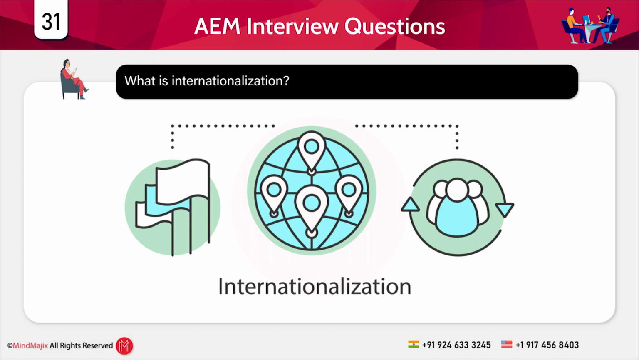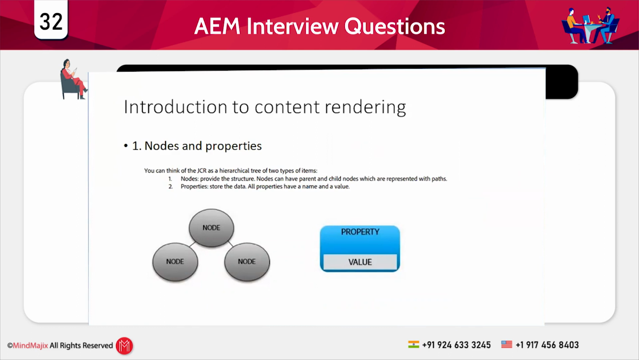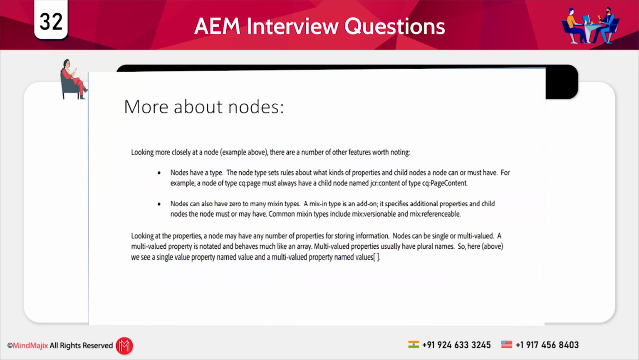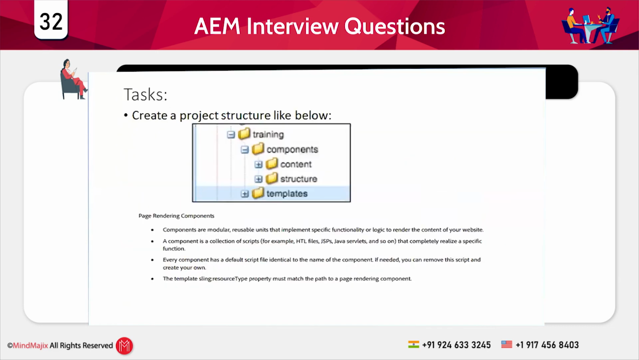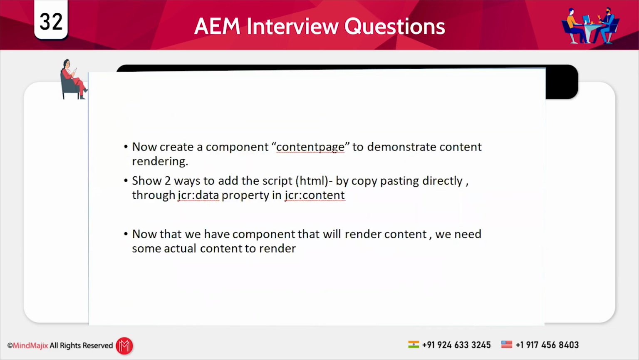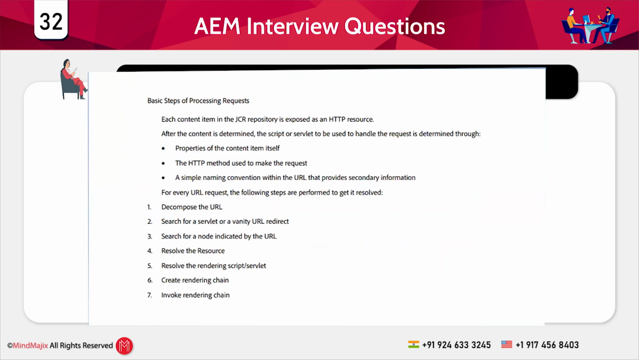What about content rendering? The content rendering process is a big process using Sling resolution that we have gone through. So we have nodes and properties, like we have nodes and then subnodes. Each node has properties and values, and we also have namespaces. Again, this is a process, so how will we do this using the resolution process?